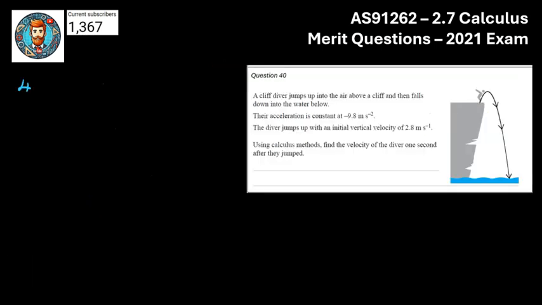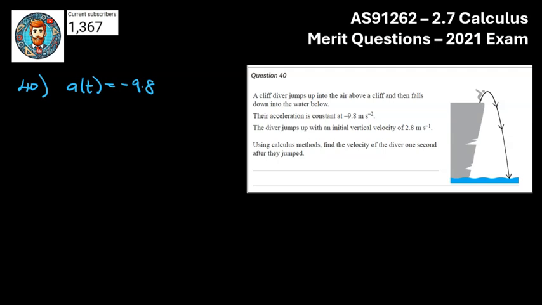So we're now on to question number 40. And we've got a cliff diver. That's them up there. They're leaping off, coming back down. Their acceleration is constant. So we've got an acceleration formula. Let's jot that down. So acceleration in terms of time is -9.8. And straight away, because we're seeing acceleration, we know it's going to be a kinematics question, right?